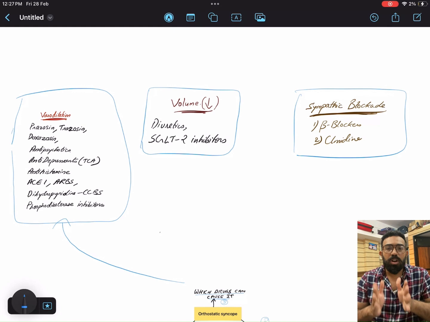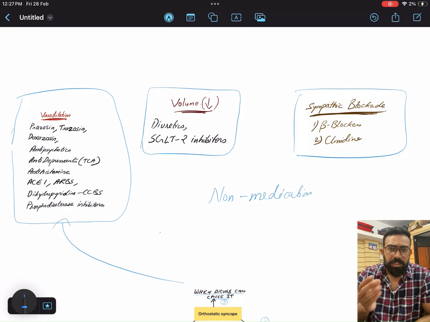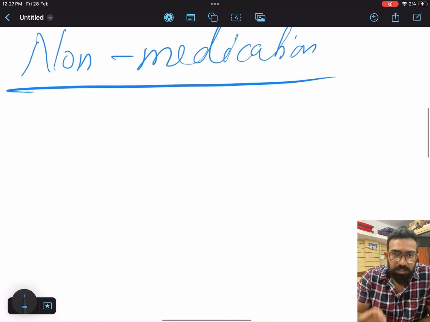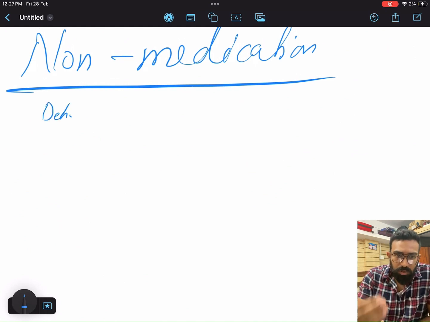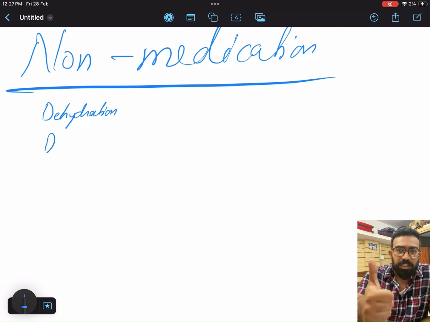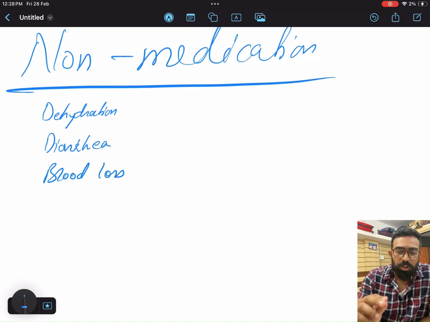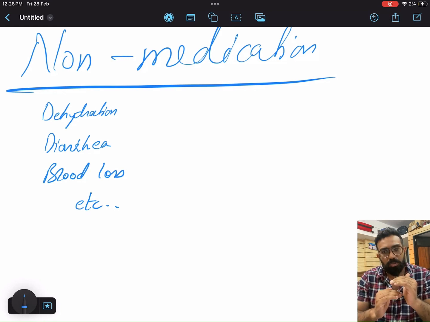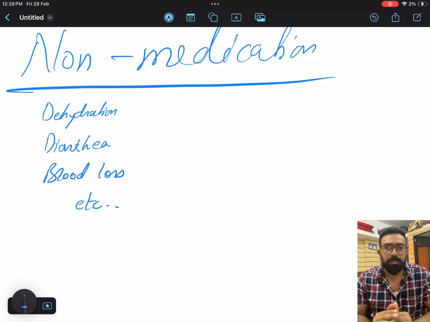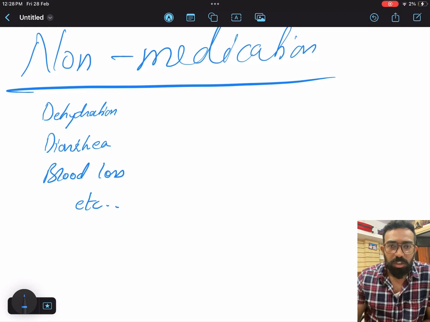But what are some non-medication causes of orthostatic hypotension or orthostatic syncope? It means the person is not taking any medication, and still he has a chance of getting an orthostatic syncopal episode or orthostatic hypotension episode. They are dehydration, diarrhea, and blood loss. Basically, anything that depletes the volume, so the overall blood volume is less, and a part of that blood volume is getting stuck in the lower limbs. Then, when the person abruptly stands up, he has a chance of feeling dizzy and falling down. Okay, so this was your orthostatic hypotension.